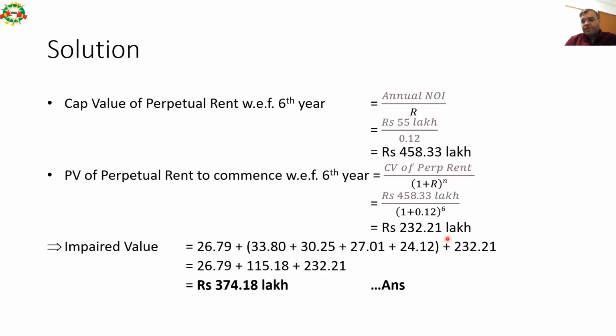So that gives me the present value equal to 232.21 lakh. So thus impaired value is equal to present value of cash inflow first year, present value of second, third, fourth, fifth year, and present value of perpetual rent, which I will get after expiry of 5 years, or 6th year onward. It is equal to 232.21 lakh. So impaired value, sum total of all this figure, is equal to 374.18 lakh. This is the answer to the question.